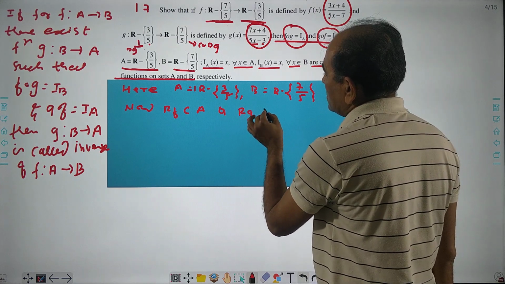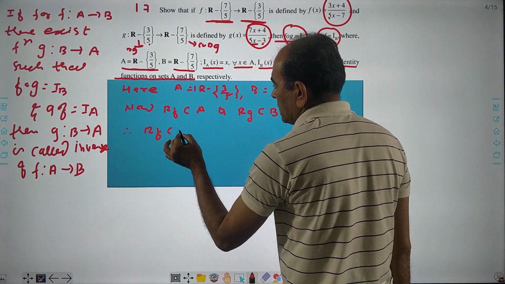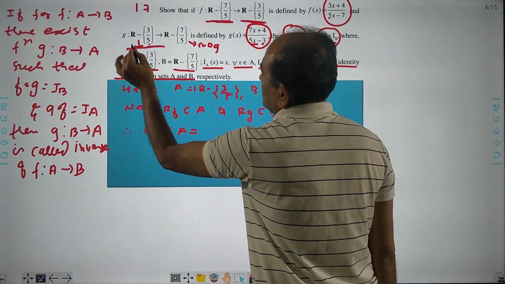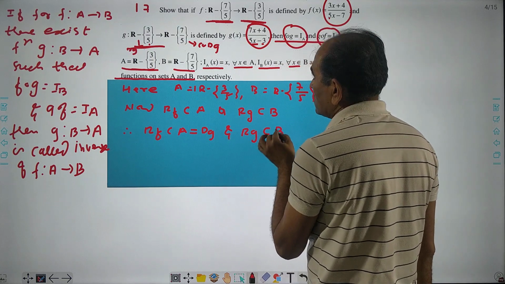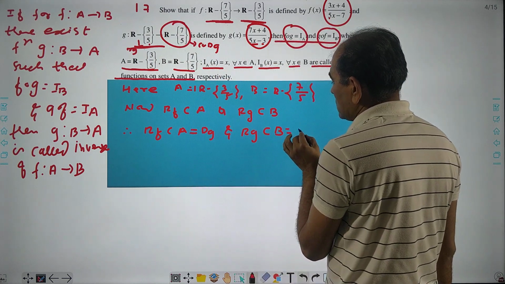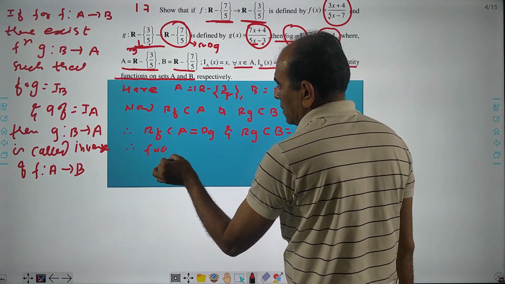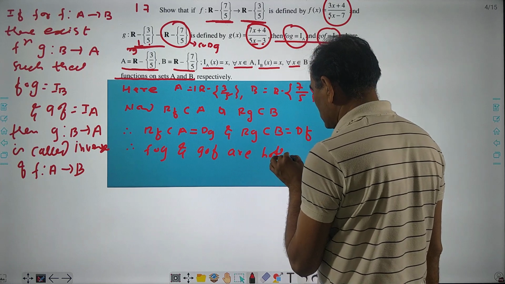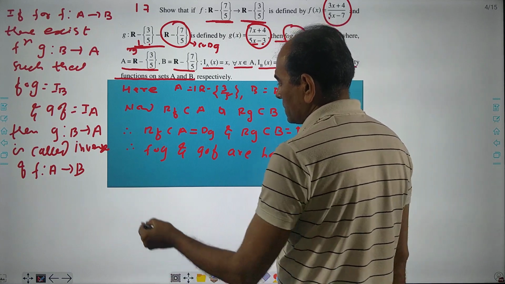Range of g is a subset of B, and therefore the range of f, a subset of A, is nothing but the domain of g, and the range of g is a subset of B, and that is equal to the domain of f. And therefore f∘g and g∘f are all defined. Clear?